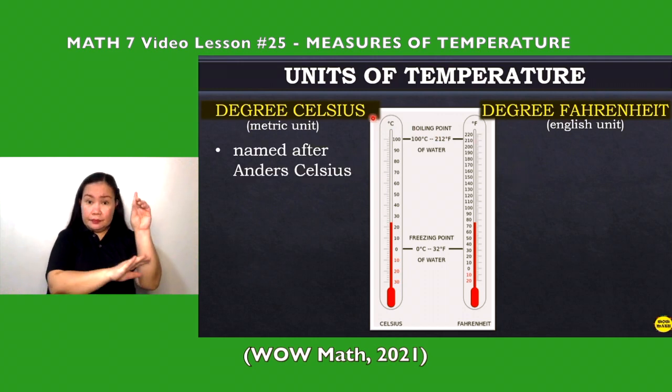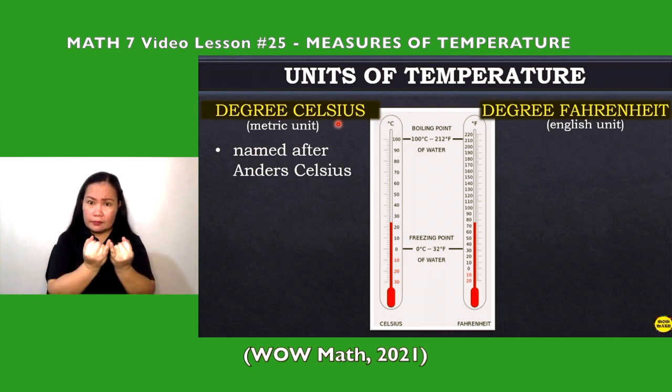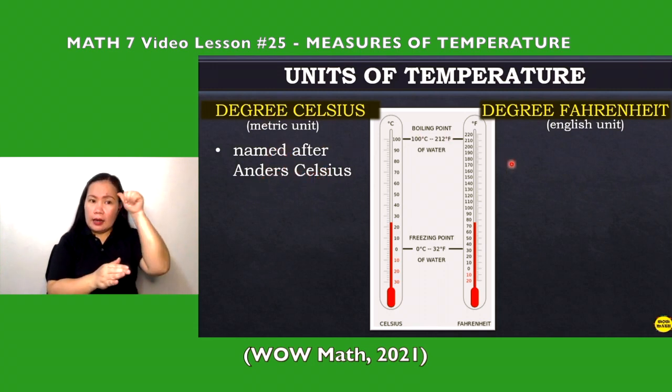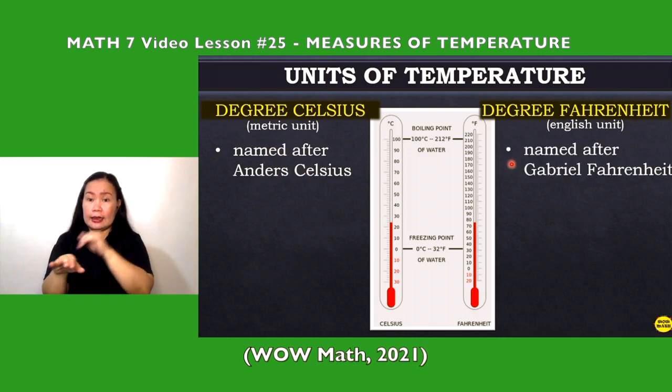So, degree Celsius, of course, sino ba ang nagpakilala nitong mga to? Dapat dun muna tayo magsimula. So, it is named after the late Anders Celsius. Okay? So, as you can see, pinangalan ang degree Celsius doon mismo sa discoverer, yung inventor. Okay? So, it is named after Anders Celsius. Well, this one, it is named after Gabriel Fahrenheit.